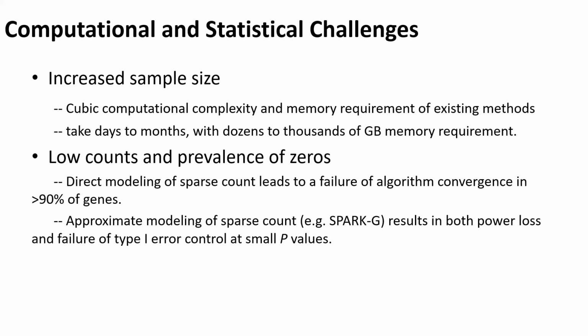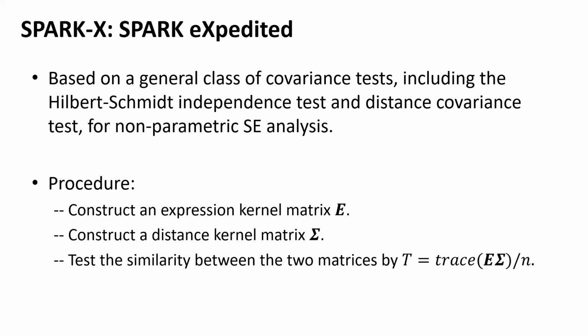Alternatively, if we try to normalize the data and use a Gaussian to model it, like the Gaussian version of SPARK, it will result in power loss and also a failure of type 1 error control, especially at small p-values. So you tend to identify a lot of false signals if you normalize data and use Gaussian to model that. Therefore, motivated by all those issues, we decided to develop another version of SPARK. We call it SPARK-X, or SPARK Expedited. This is a completely different modeling framework.